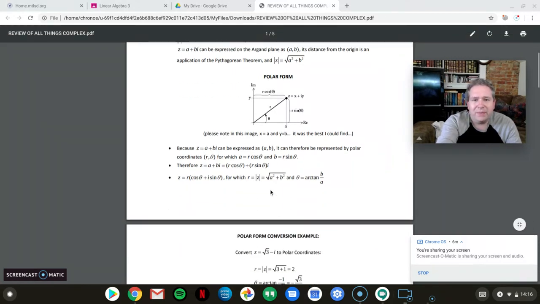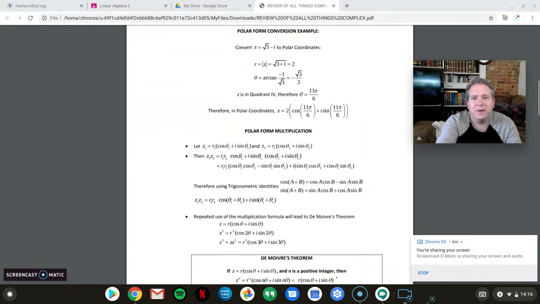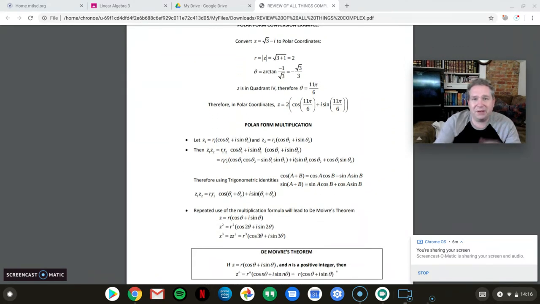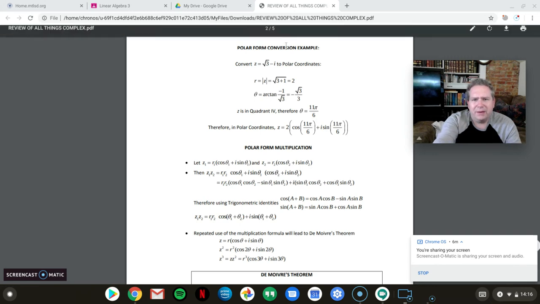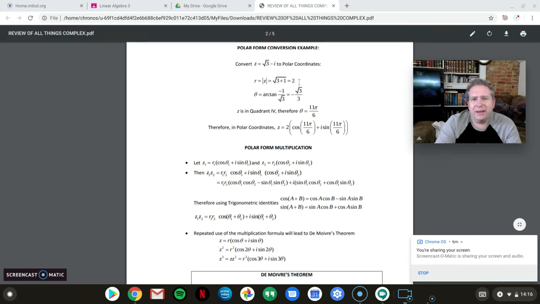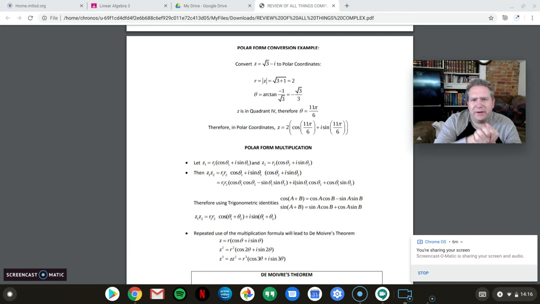Okay, and if you go to the next page, there's a good example here of how to convert. I gave the example of square root of 3 minus i as a complex number and how to convert it into its polar form. So r is just, again, the square root of 3 squared plus 1 squared. I'm sorry, square root of 3 squared plus 1 squared, which gives you 2. And then you just get the arctangent of the values, square root of 3 over 3, which gives you an angle, in quadrant 4, of 11 pi over 6.